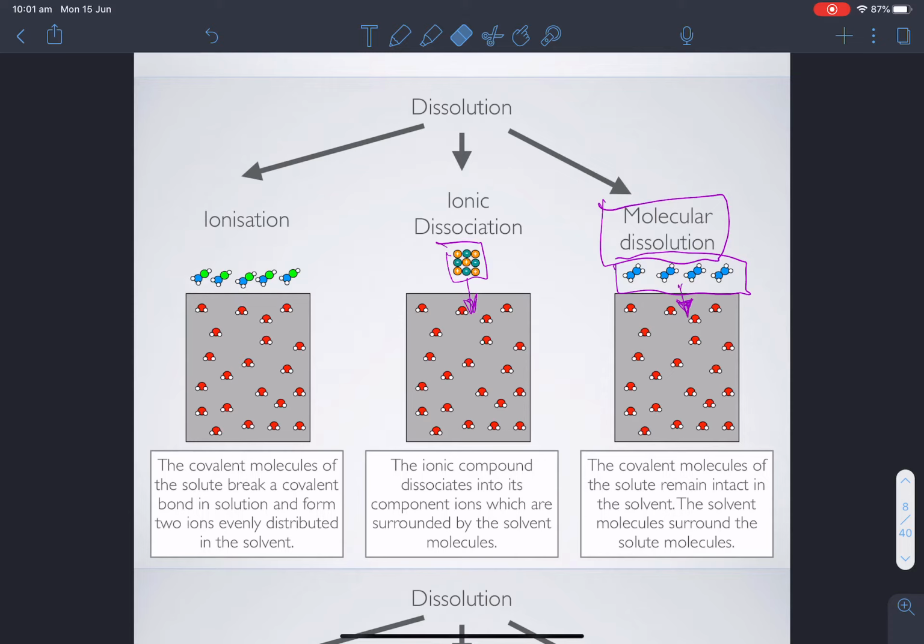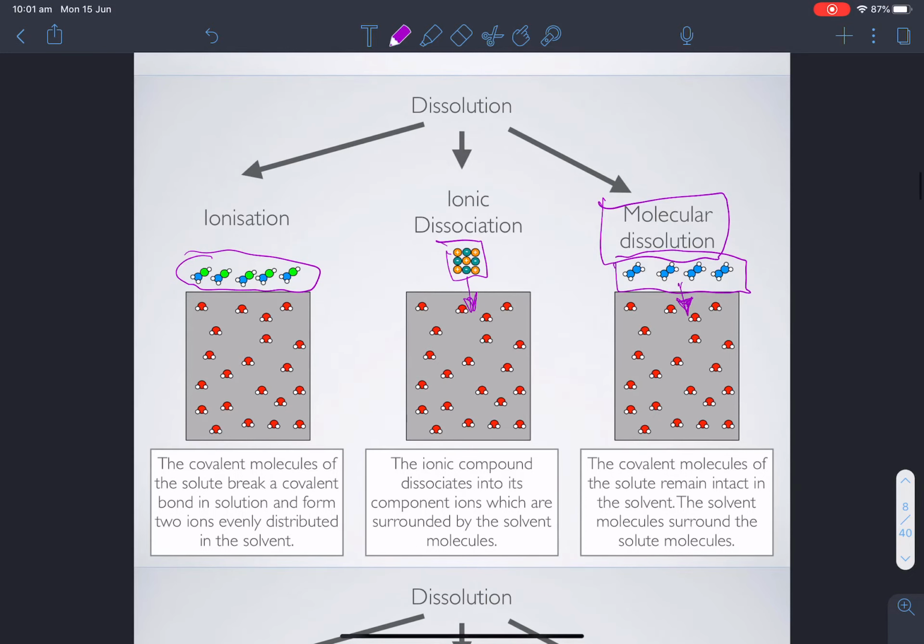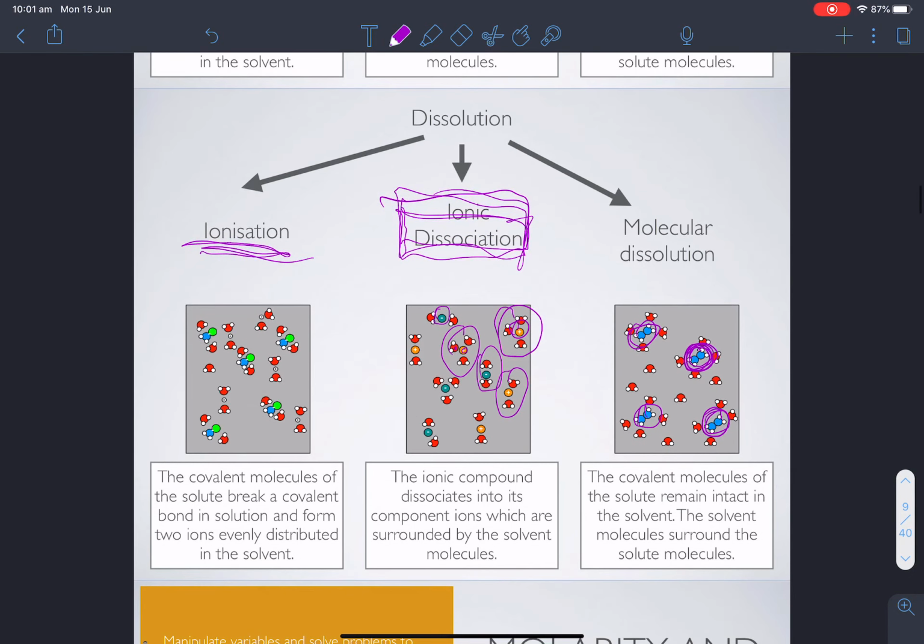Ionization: if we're talking about ionization into dissolution, what we do have here is we have these covalent molecules. I'll get my pen going in a minute. We've got these covalent molecules here. They're not ions at all, and they go into solution. But what they do in the water is they form ions, they split apart, a bond breaks.